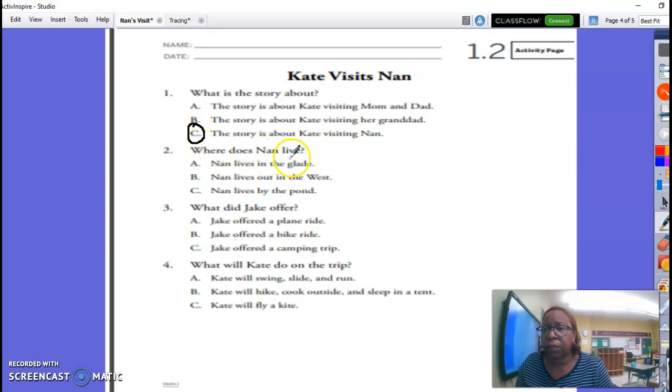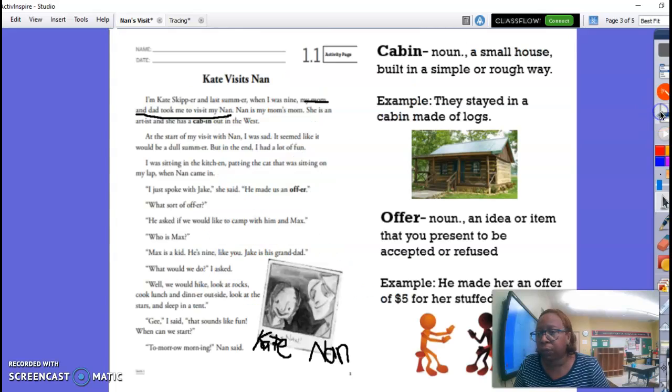So where does Nan live? Questions 2, 3, and 4, I want you to answer on your own because I want to see how well you do with comprehending what the story was about. Anything that you need is right in the text. You don't have to go outside of the text to find anything that you need. And you can read the story again.